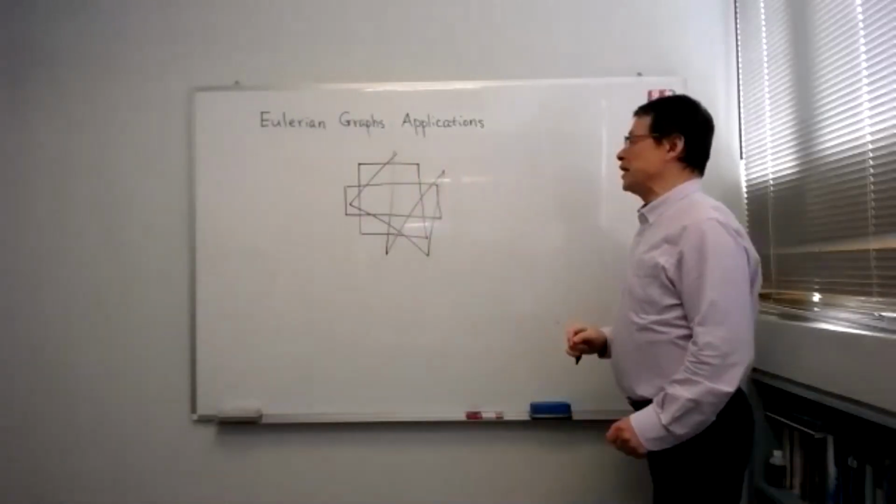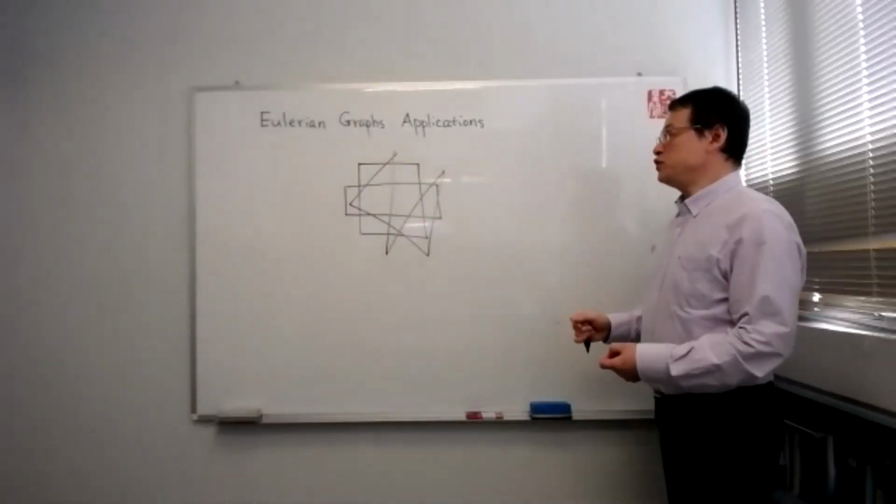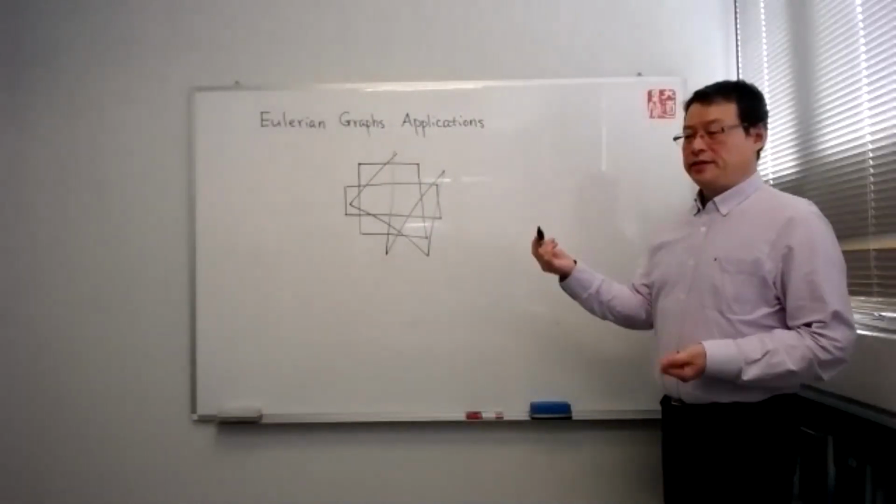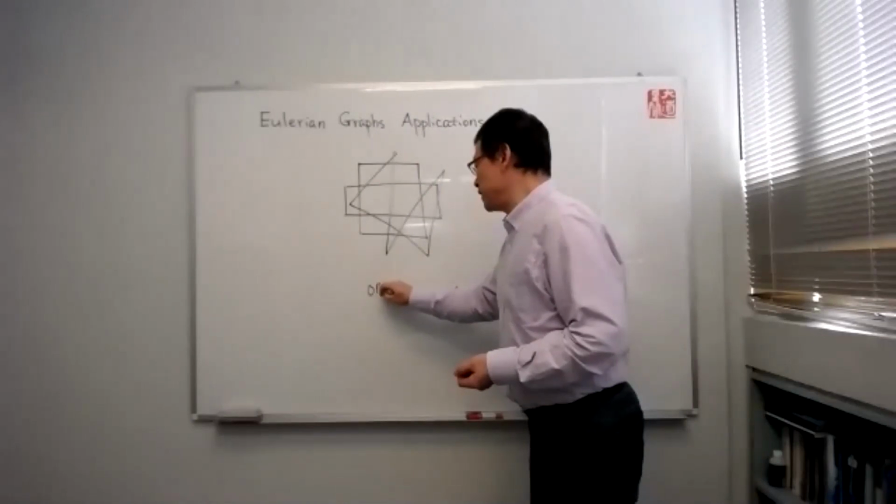Look at this picture. I drew it with 3 strokes. The question is, can we draw it with 1 stroke without lifting the pen? So, draw it in 1 stroke.